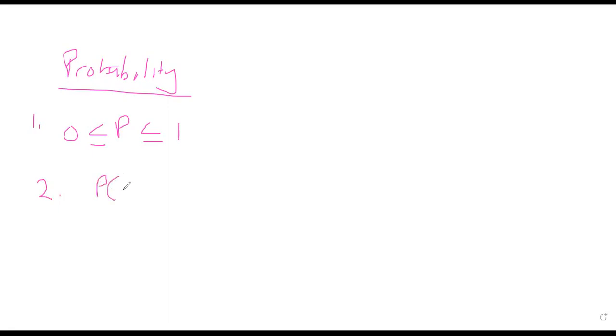The first one is the range. Probability must range between 0 and 1, meaning you cannot get anything more than 1 or anything less than 0. Meaning you cannot get a negative.